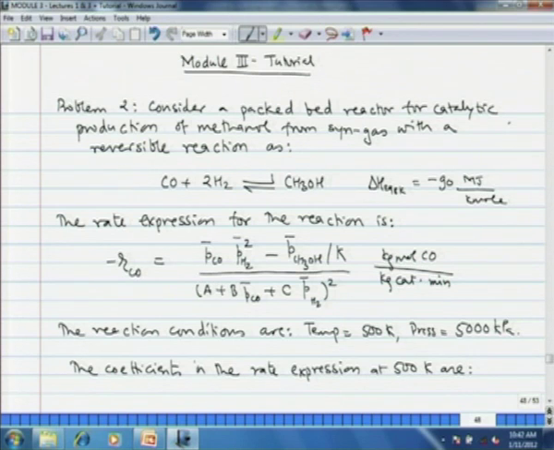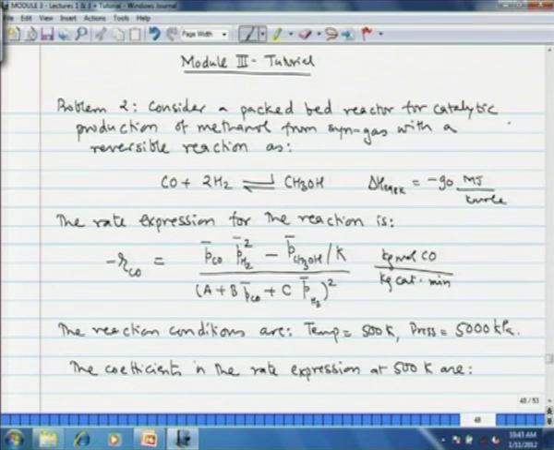The rate expression is in the form of Langmuir-Hinshelwood kinetics. Okay. Partial pressure of CO into partial pressure of H2 square minus partial pressure of CH3OH divided by K, divided by A plus B partial pressure CO plus C partial pressure H2. Now partial pressure is applicable only in case of ideal gas. Now the behavior may deviate from ideal gas, so we can say fugacities here. So the P bars are the fugacities of different components. The rate expression is in kg mole CO per kg catalyst per minute.